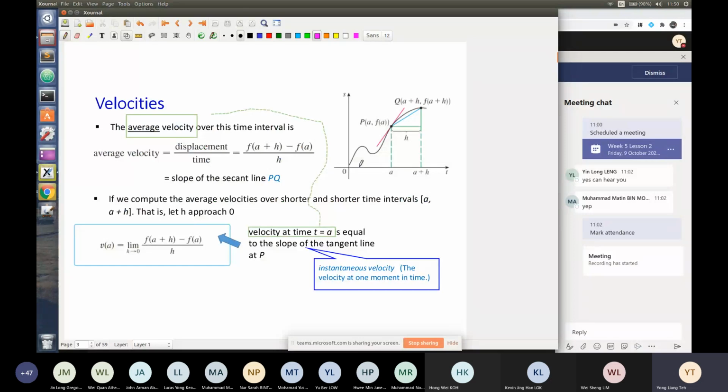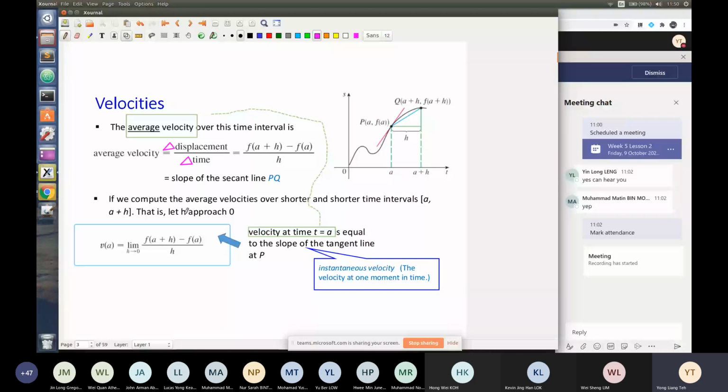So the velocity, as I mentioned, is given by ds/dt. But we previously have learned that ds/dt is really just taking the limit of the finite change in your displacement function. So therefore, displacement is just given by this numerator, and then time is just given by this denominator. So average velocity here, more concretely, I should write it as change in displacement over change in time. Okay, change in displacement over change in time.